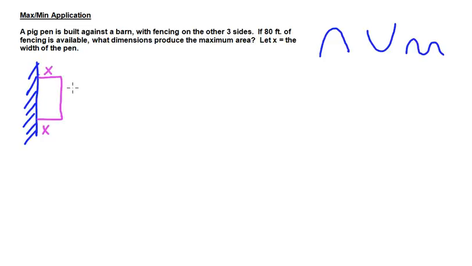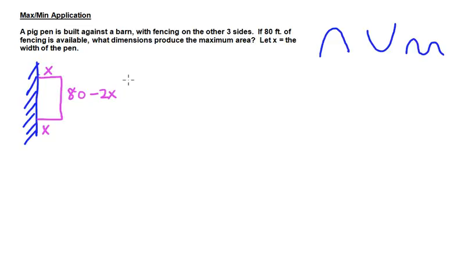One quantity which is not asked for, but which I can find easily, is the length of this third side here. Because the total length is 80 feet, and we have used x feet for each of the sides of the width, we can then designate the third side as being 80 minus 2x.